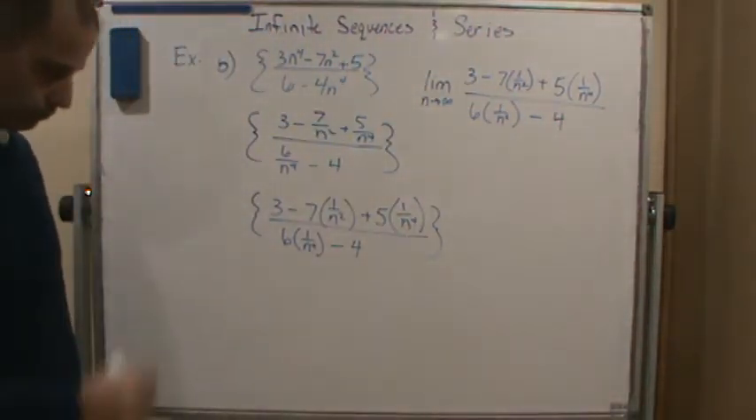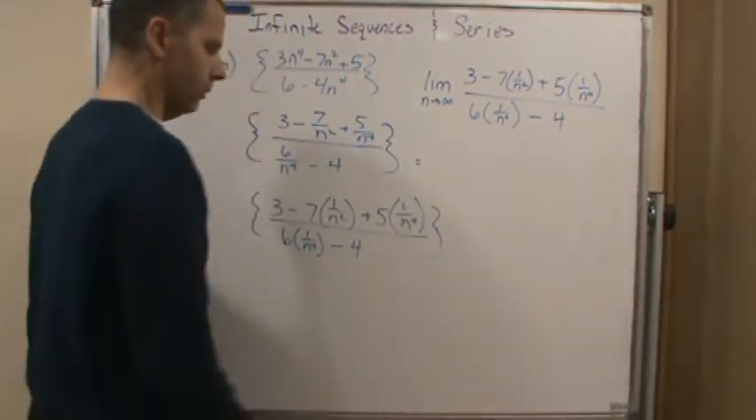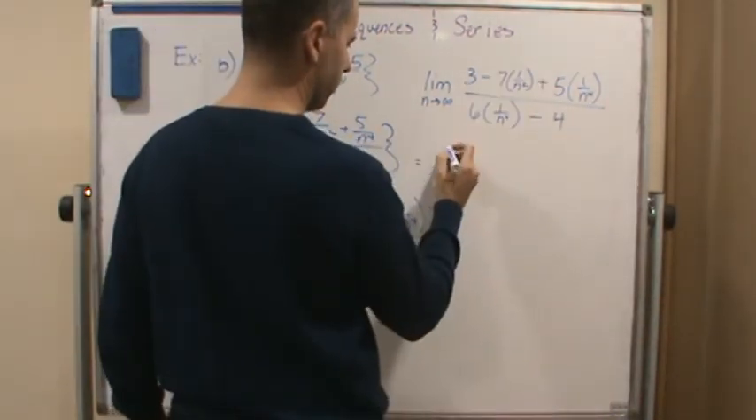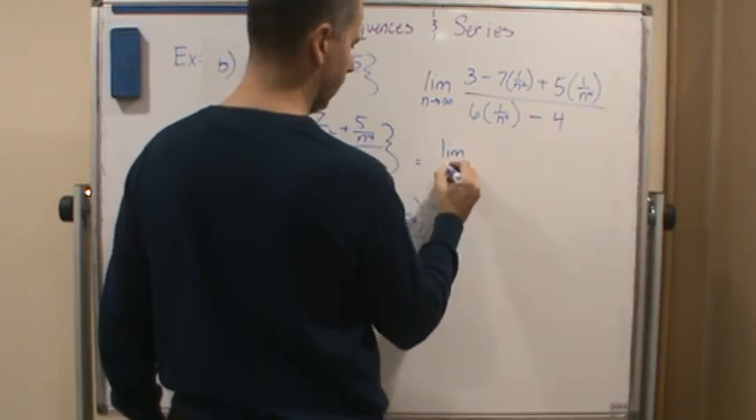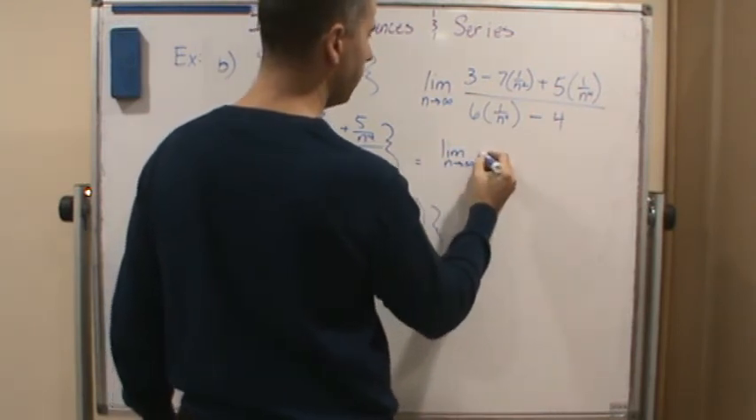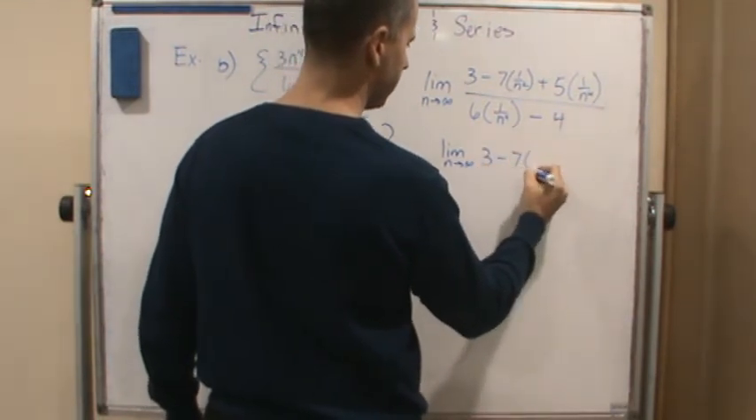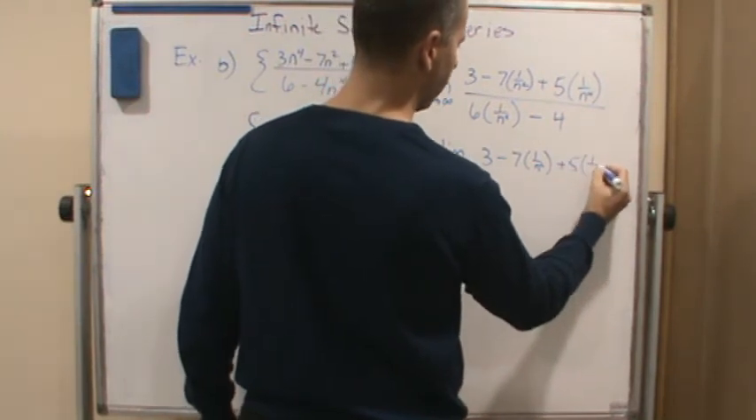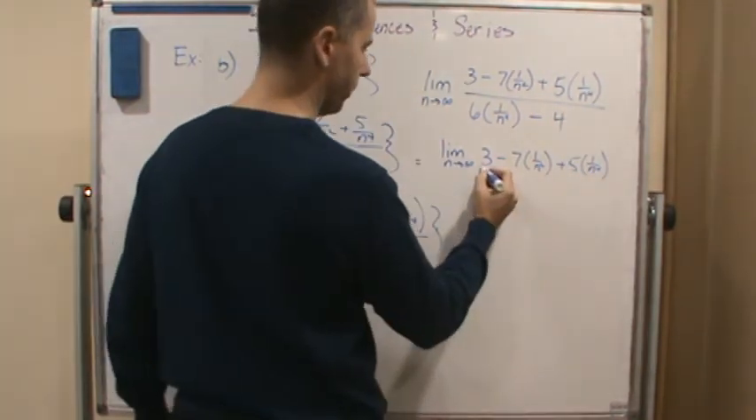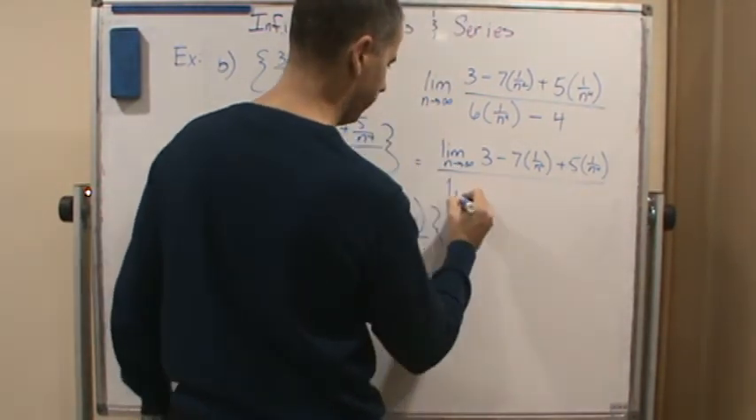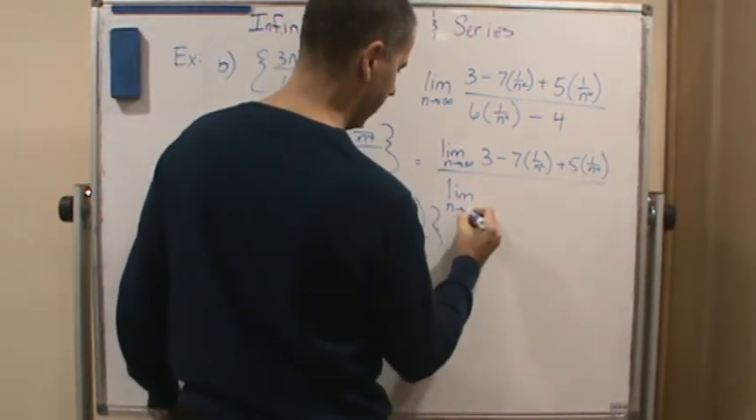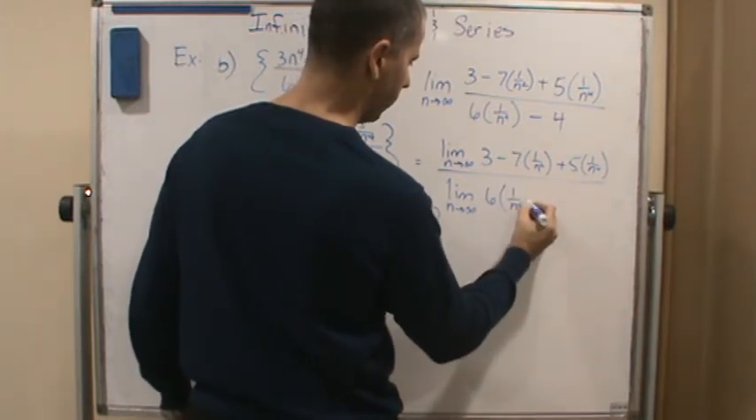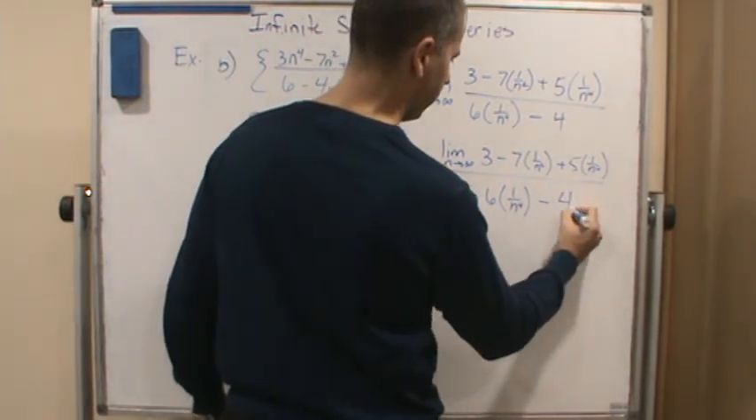Okay, so now this is going to equal the limit as n goes to infinity of 3 minus 7 times 1 over n squared plus 5 times 1 over n to the 4th, over the limit as n approaches infinity of 6 times 1 over n to the 4th minus 4.